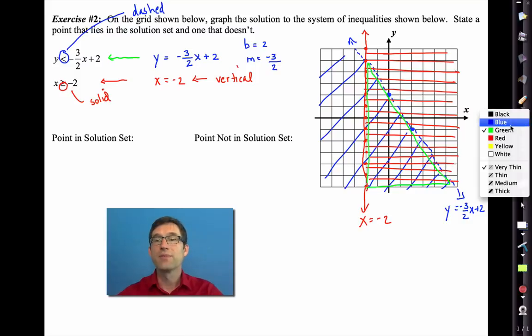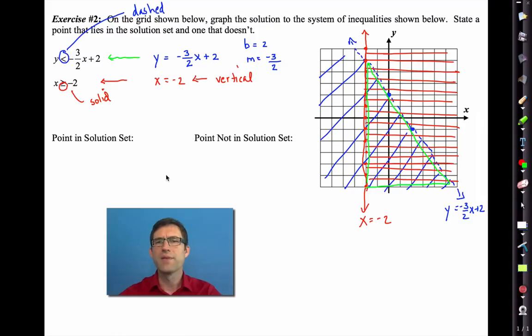So the last part of the problem says, give one point that's in the solution set. Well, there's tons of points, tons of them. Here's a really good example. Here's a point that's in the solution set, and that's got the coordinates (-1, 1). On the other hand, there's also lots of points that aren't in the solution set. For instance, this point is not in the solution set, and it's at 1, 2, 1, 2, 3, 4.